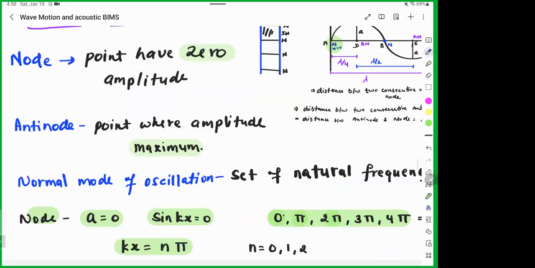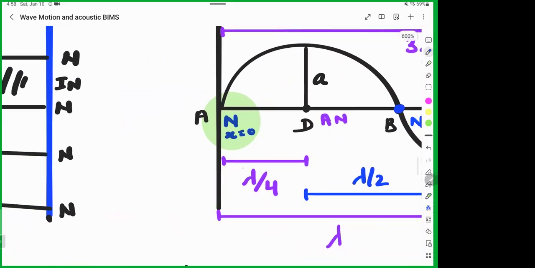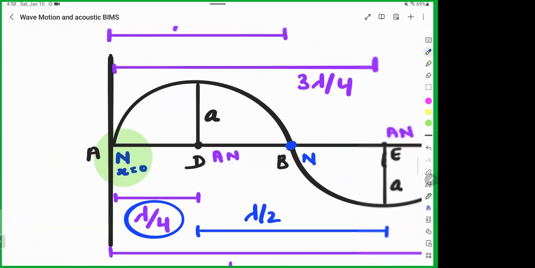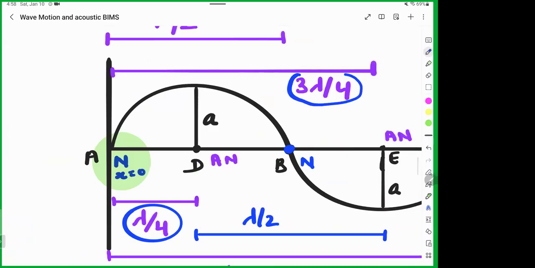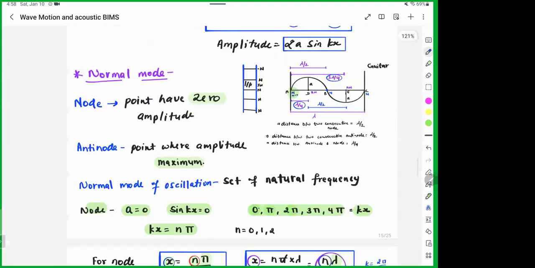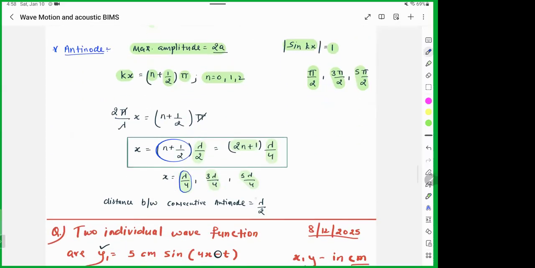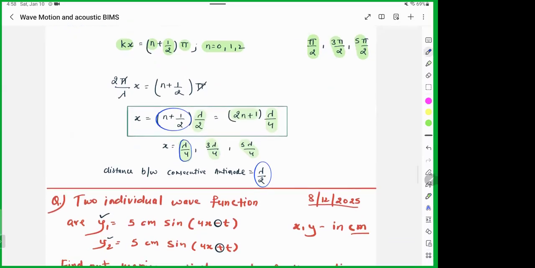Example, the first antinode is formed at lambda by 4. See, where is the first antinode formed? Lambda by 4. Second, where will the antinode be formed? 3 lambda by 4. That's what I said. Even without doing any numerical calculation, you can easily tell where a node is formed and where an antinode is formed. If you try to memorize the formula, it will look difficult. But here, this is easy. Distance between two consecutive antinodes, pi by 2. We already did this. This is a PYQ, I guess.